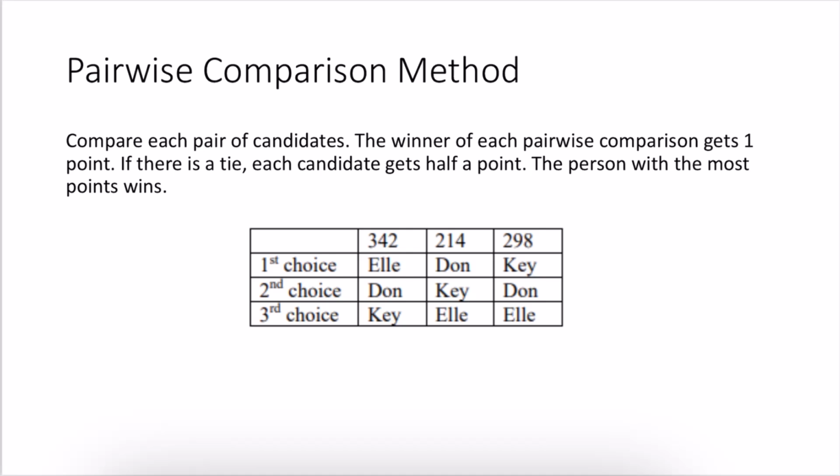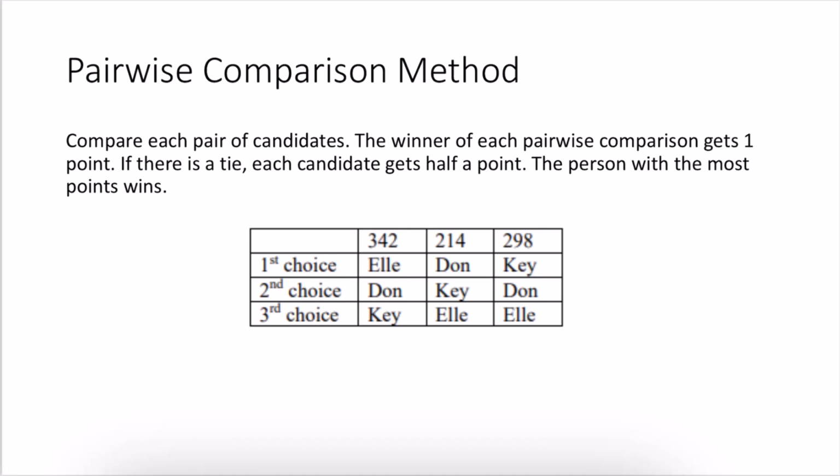Okay, so in the pairwise comparison method, we're going to be comparing each pair of candidates, and the winner of each pairwise comparison gets 1 point. And then if there's a tie between a pair of candidates, then each candidate will get half a point, and the person with the most points wins. So the basic idea of this is that you're looking for which candidates would win if you only had 2 candidates in the race or in the vote.